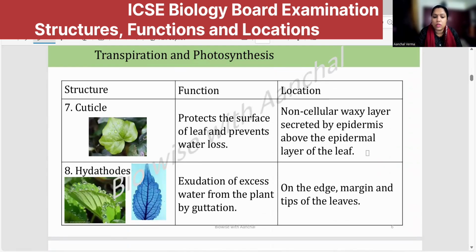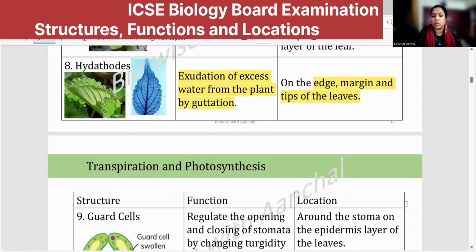What are hydathodes? You can see here this blue color diagram where you can see all the vein endings. So all the vein endings are open and they are called hydathodes. From there, the water comes out by the process of guttation. So where are the hydathodes located? On the edges, margin, and tips of the leaves. And what is the function? Exudation of the excess of water from the plants by the process of guttation. So this is the function of hydathodes.